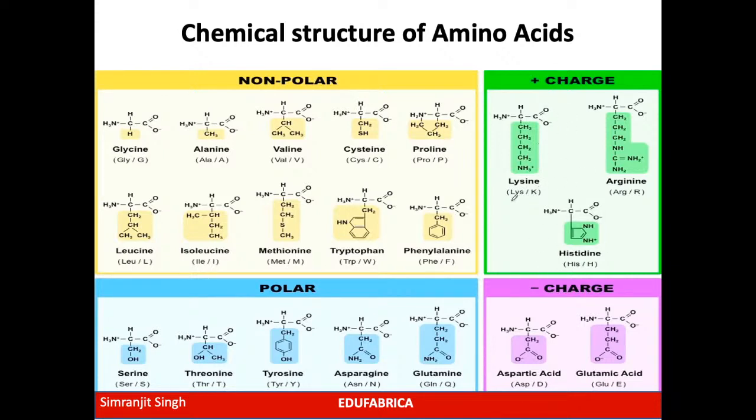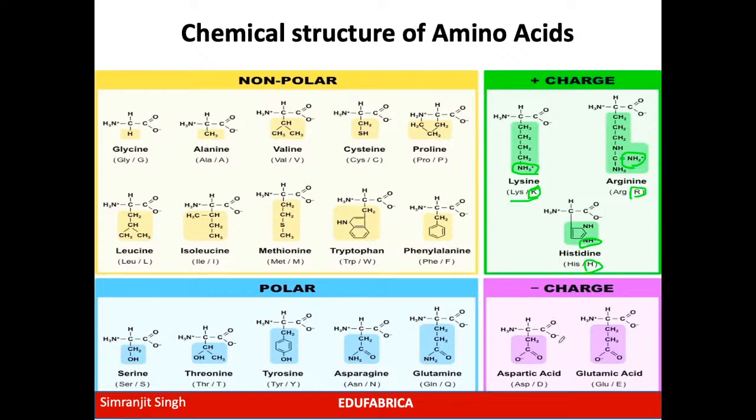Here these are lysine, K, the short. Remember these short alphabets also: K and R. Arginine is R, and histidine is H. They have the positive charge. Why? Because in the side chain group they have ammonia present, NH3. Here also NH2 plus. That's why they are positive, NH plus.